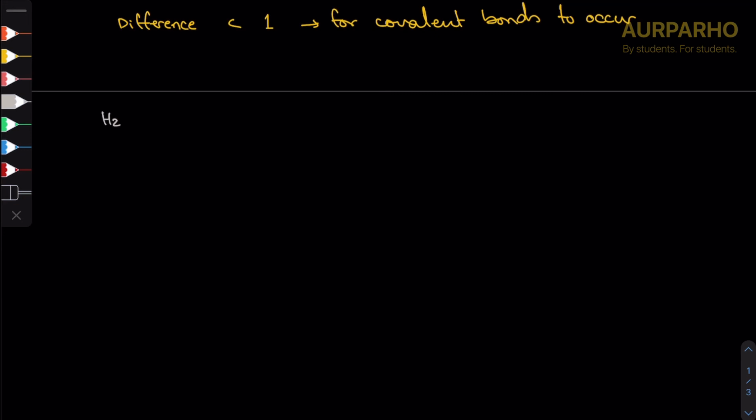Diatomic hydrogen, H2. Here you have two H atoms, and they have the exact same electronegativity because they're the same exact atom, the same element. Even if you consider them to be pulling with the same force, the pair of electrons in the center is not going to go anywhere because the force is equal on both sides. So basically dipoles cancel out and this becomes a nonpolar molecule.